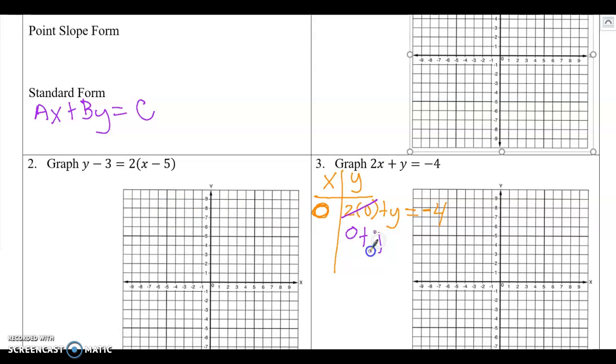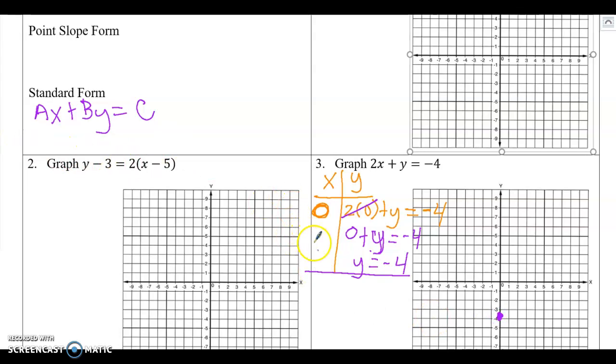So I have 0 plus y equals negative 4, okay? And then 0 plus y is just y equals negative 4. So the reason why I plugged 0 in for x is because it was able to cancel out. So I could easily find my y coordinate. So when x is 0, y is negative 4.